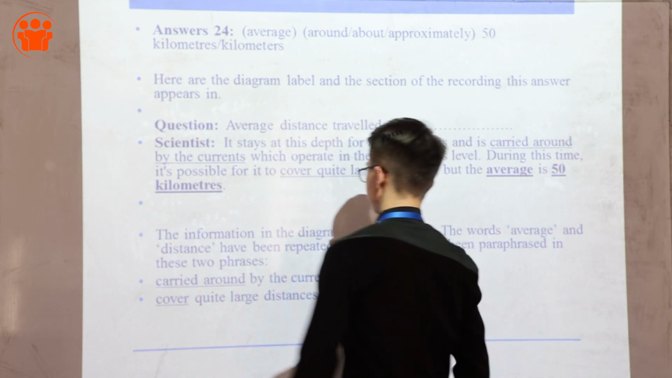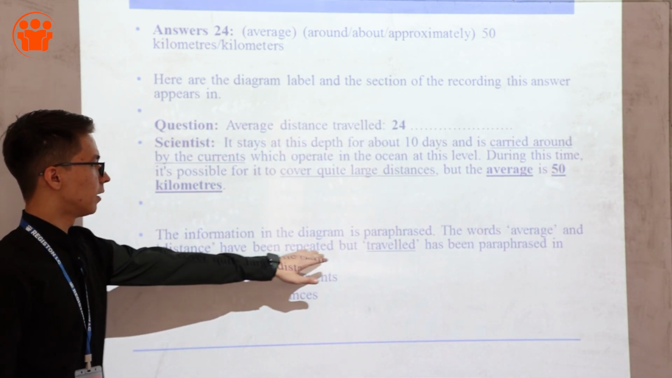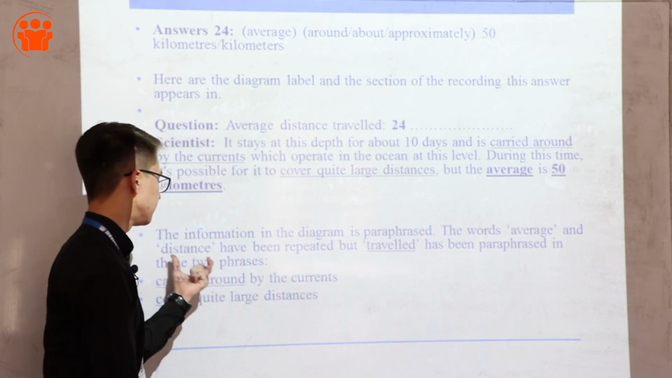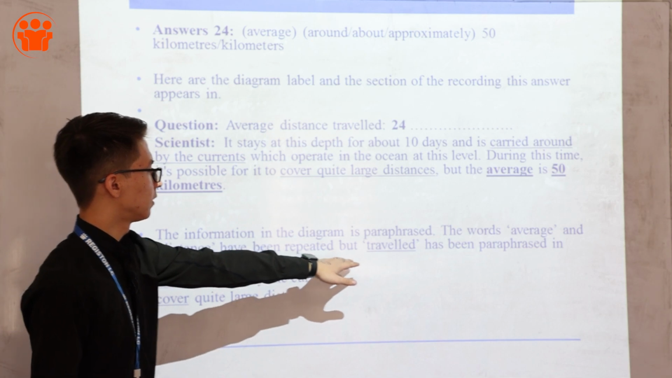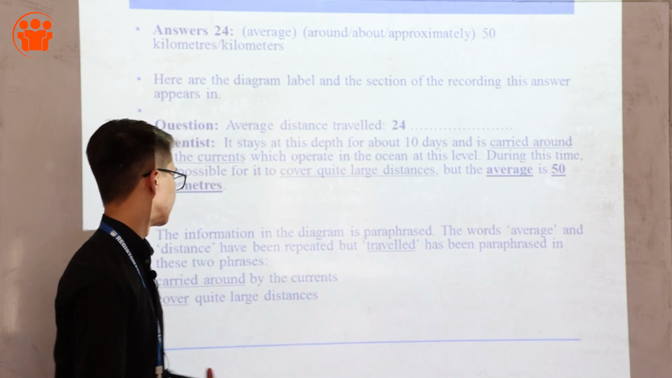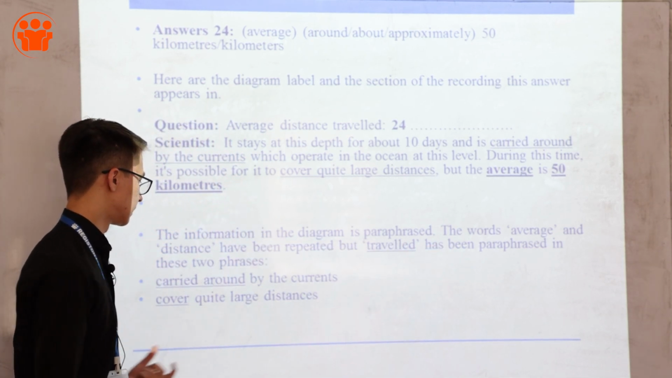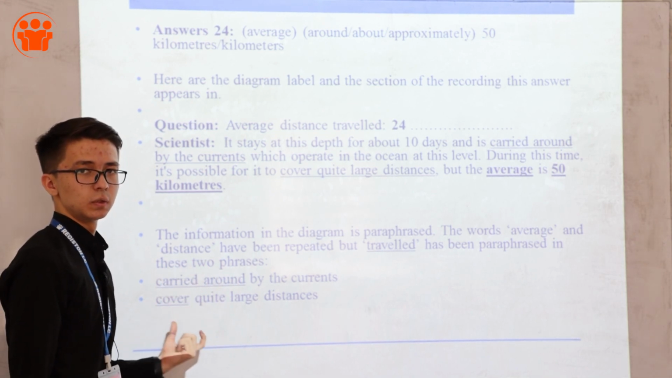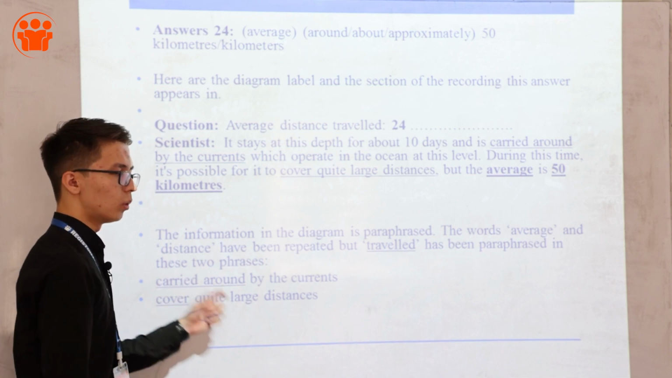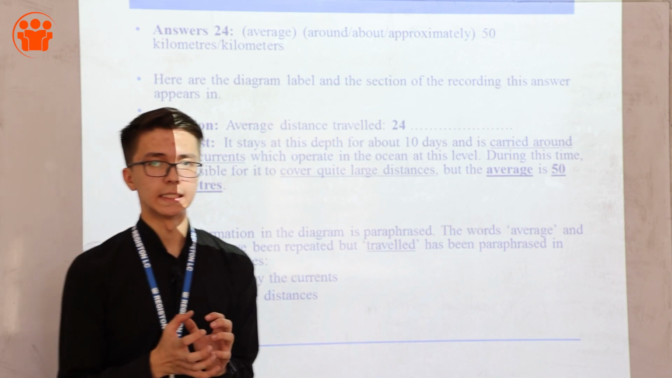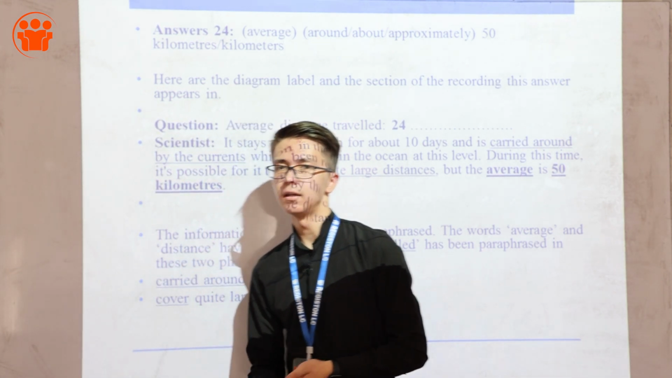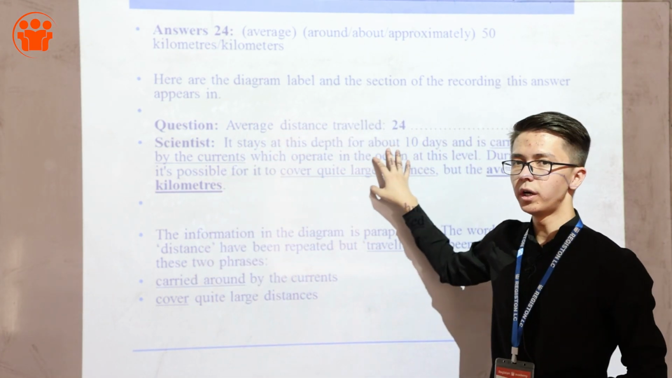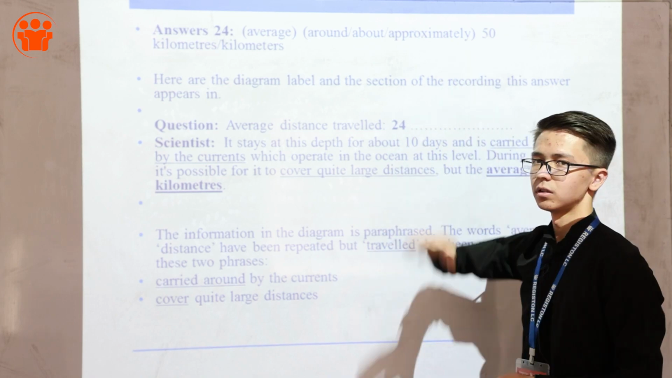Because the information in the diagram is paraphrased. The words average and distance have been repeated, but traveled has been paraphrased in these two phrases. Okay, like carried out and cover, guys. These two words have been paraphrased, and from this you can understand that this sentence means the same sentence as this one, and the answer is 50 kilometers.